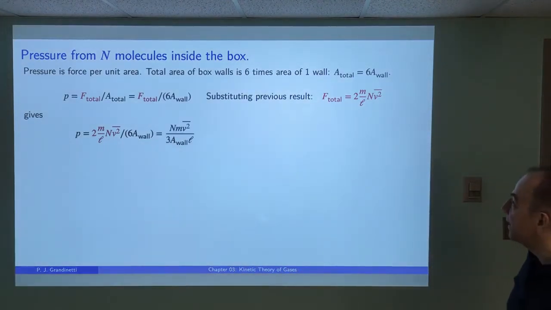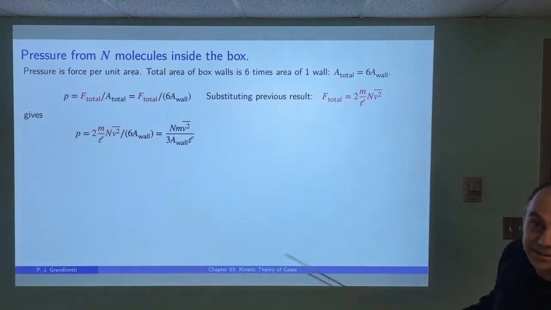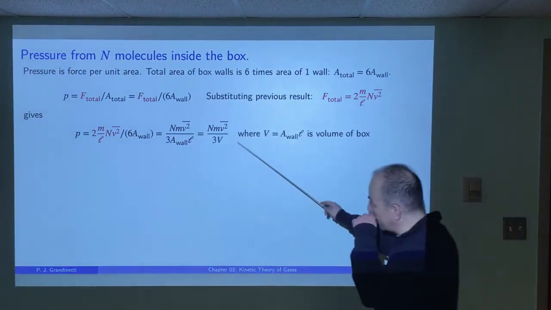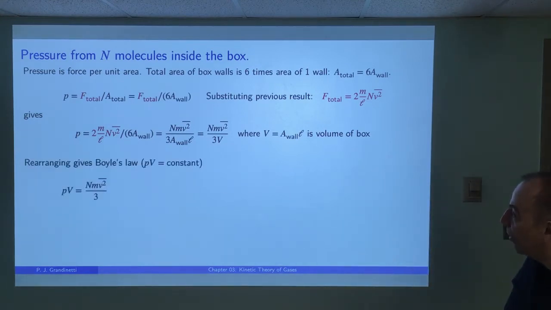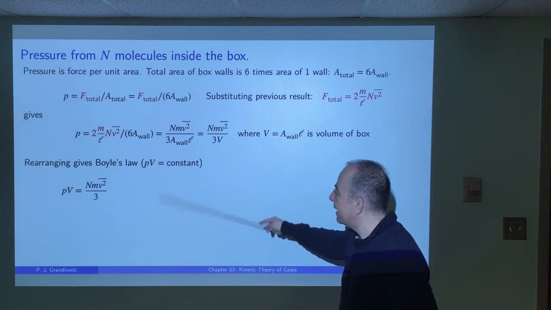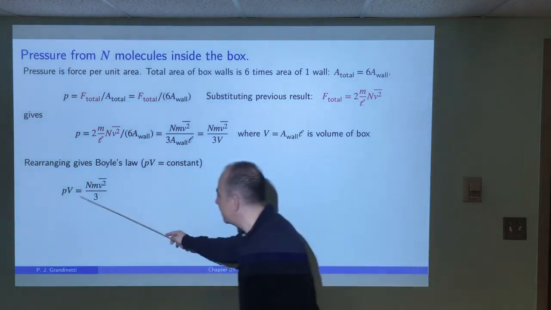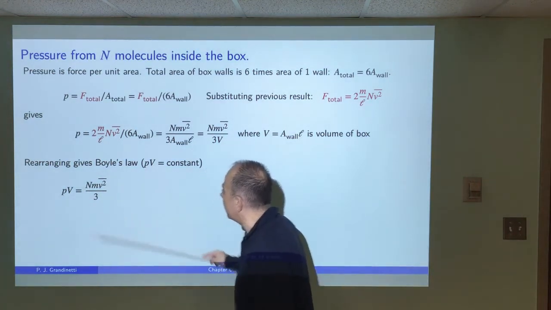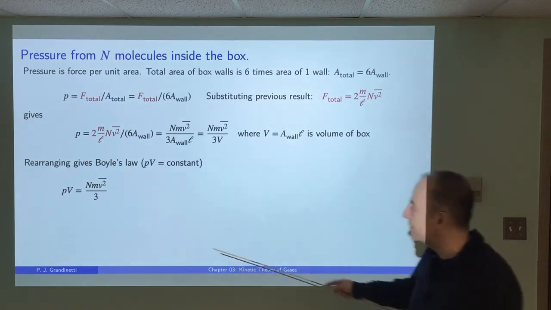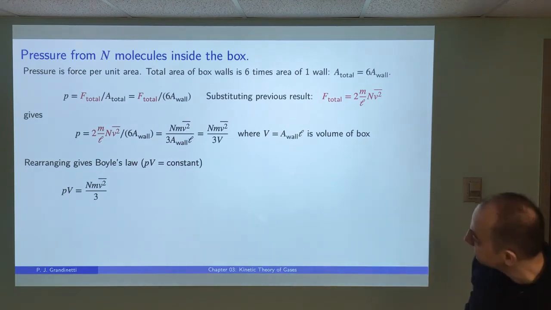And if I rearrange that expression, then you can see that the area of the wall times the length of the box is just going to be the volume. So now I can make that substitution, and I have it in this form. And then I'm going to move that volume over to the other side, and now I have the derivation that Bernoulli had, which is PV is equal to a constant, which is Boyle's law, but now Bernoulli had identified the constant as n times the mass times the mean square velocity divided by 3.